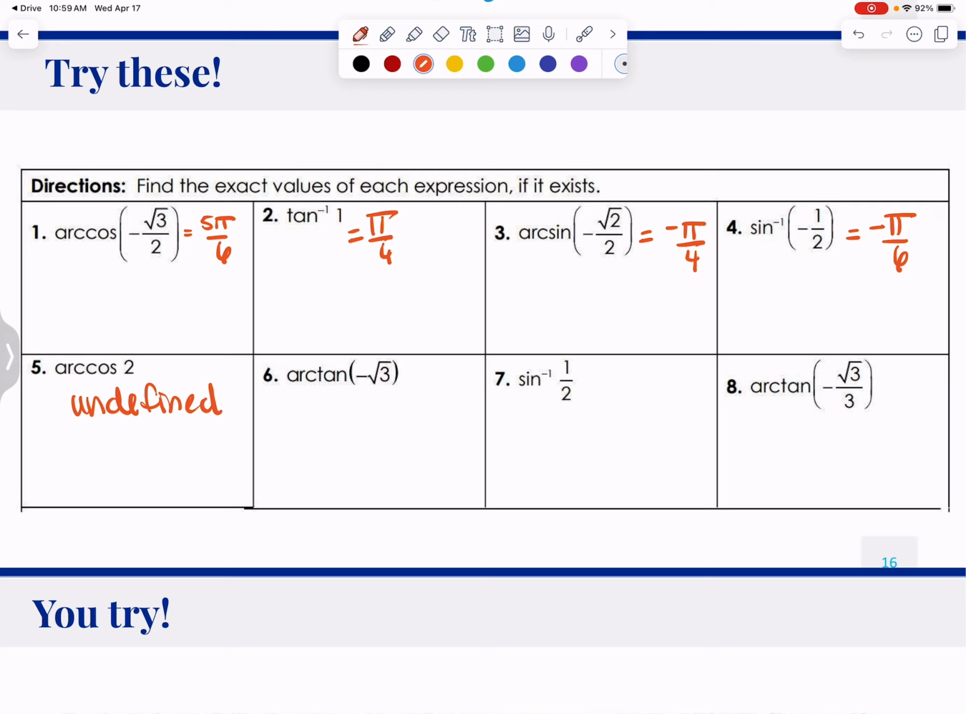Arctangent of negative root 3 is going to happen at a pi over 3, and since it's negative, it'll be at the pi over 3 in quadrant 4. Inverse sine of 1/2 happens at pi over 6 in quadrant 1. An arctangent of negative root 3 over 3, we know tangent's negative in quadrant 4, and root 3 over 3 happens at the pi over 6's, so we're looking at negative pi over 6.